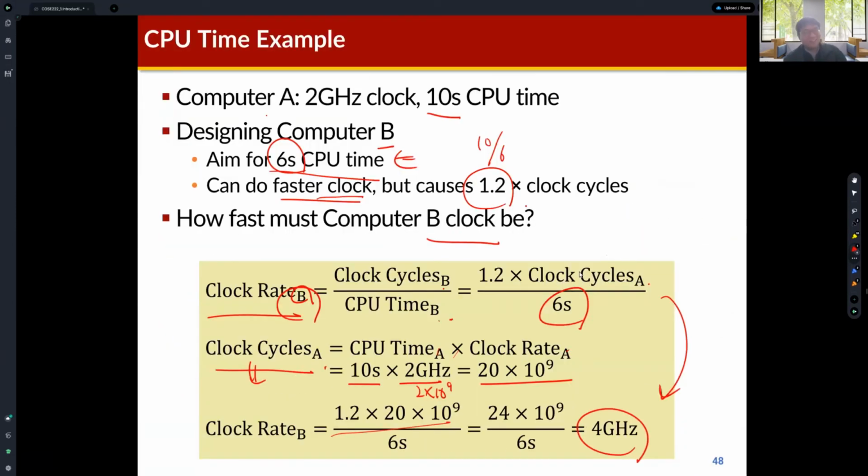Because the equation is very easy, then we can solve this equation very easily, right? So what is the required clock rate? It's 4 gigahertz. Oh, it's twice that of computer A. Okay.